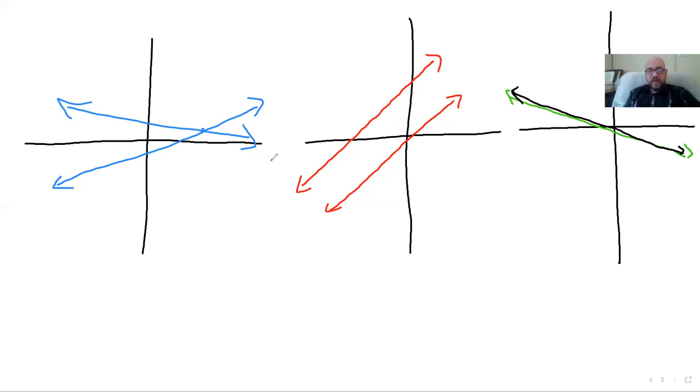So that means that in this case, there's exactly 1 solution. In this case, there are no solutions. And in this case, there are an infinite number of solutions. So let me write that. So we're going to have 1 solution.